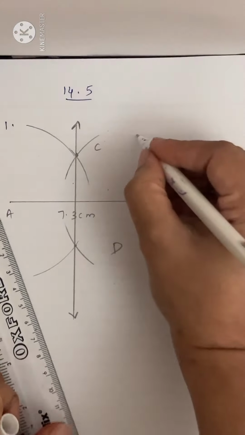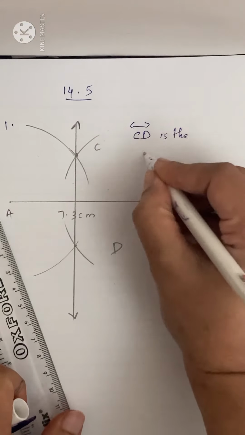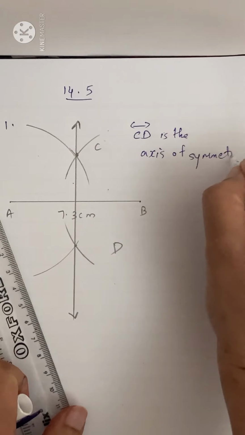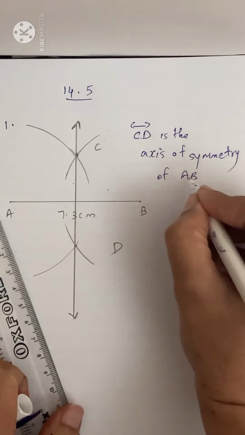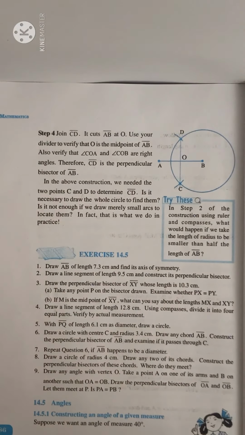Therefore, line CD is the axis of symmetry of line segment AB, like this. Now let's do the next question.